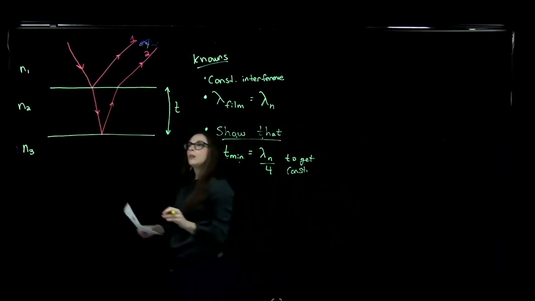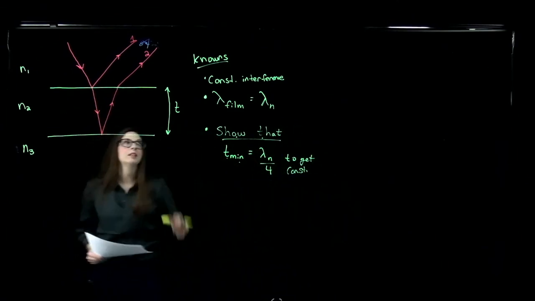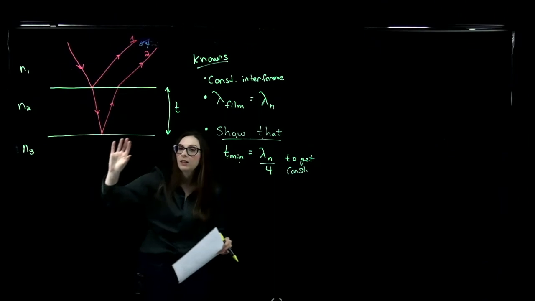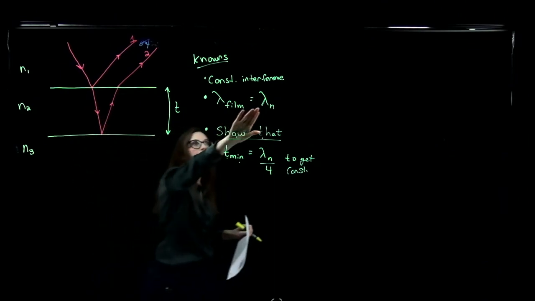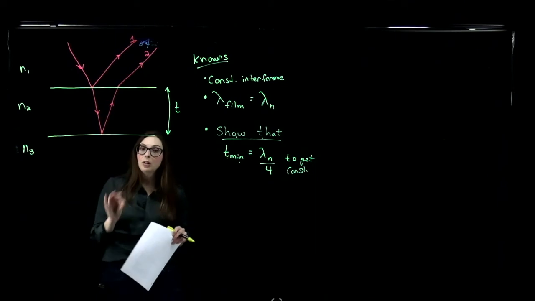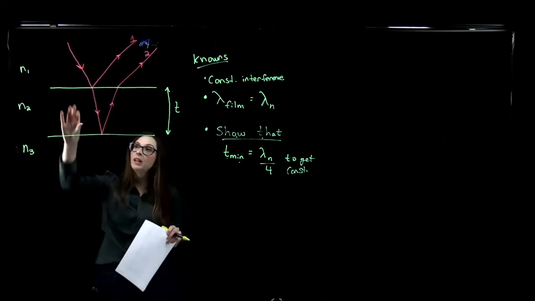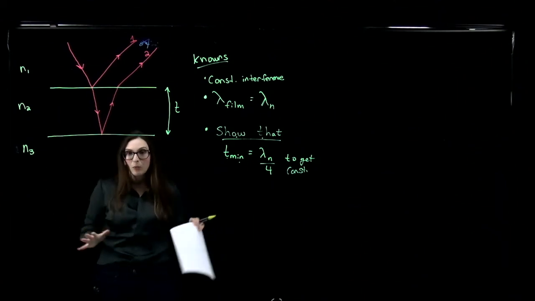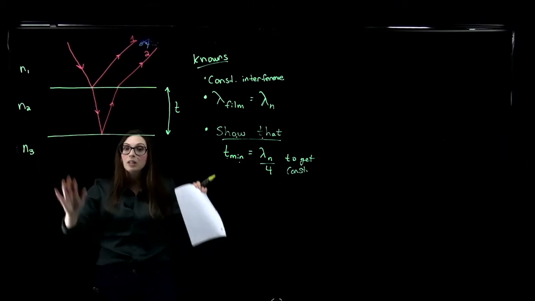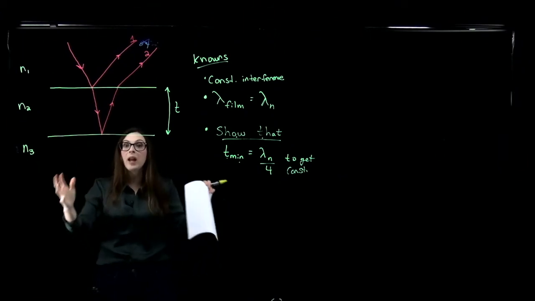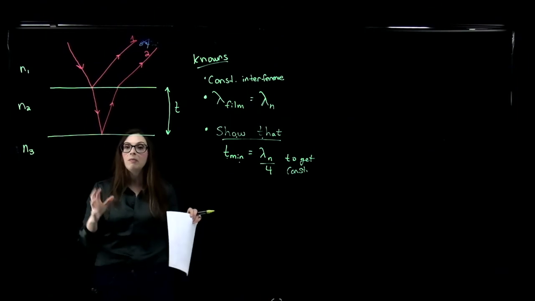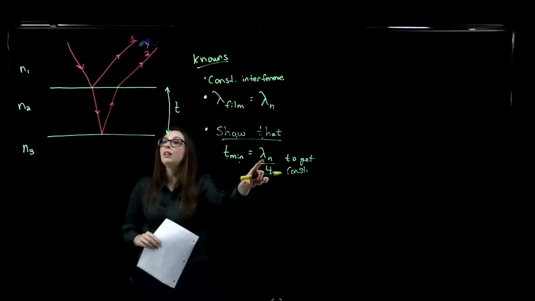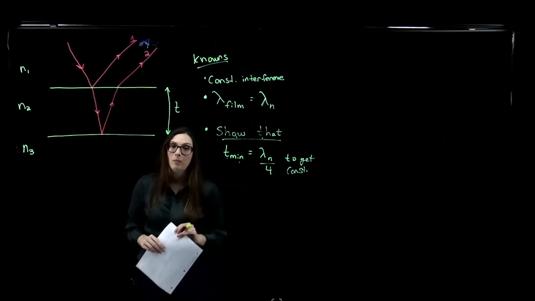Okay, so let's recap. We've got a thin film of thickness T. We're going to have constructive interference. I'm going to say the wavelength of light inside my film, I'm going to call that lambda sub n. We're going to show that the minimum thickness of this film, in order to get constructive interference, that means the reflected light adds together to give us a bright pattern instead of a dark pattern, has to be the wavelength of light inside the material divided by 4.